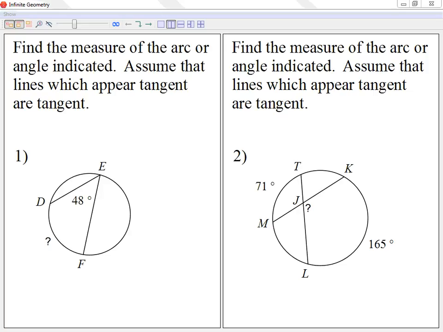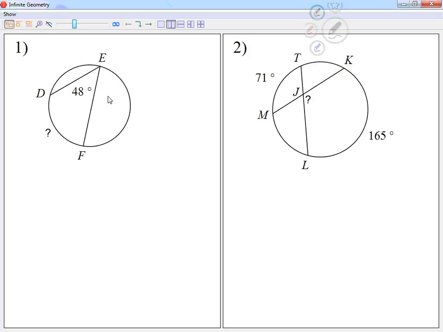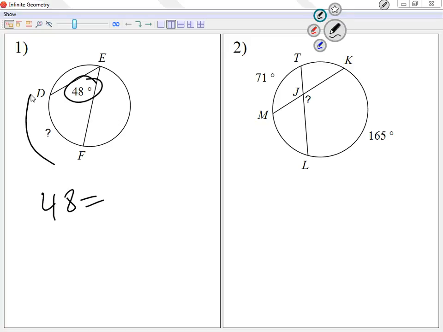So just looking at question number one, the angles on the circle. The instruction is to find the measure of the arc or angle indicated, assuming the lines which appear tangent are tangent. So let me take the instructions out. Since the angle is on the circle, looking at the angle 48, the way I'm going to set this up will be 48 is equal to, then I notice the arc is x, so I'm just going to go x over 2. Remember, the number that I always put up here is the angle. The number that I put on the top of the fraction is the arc.